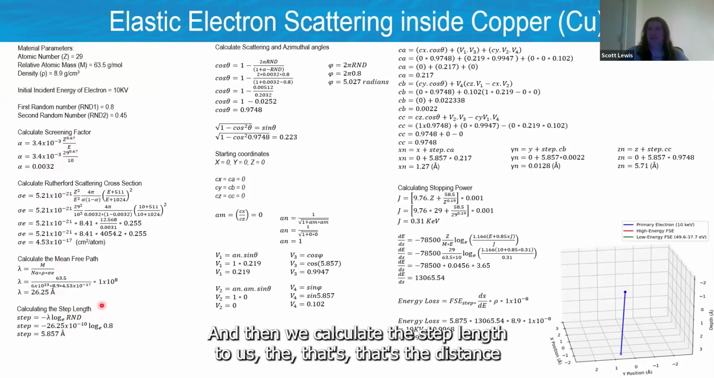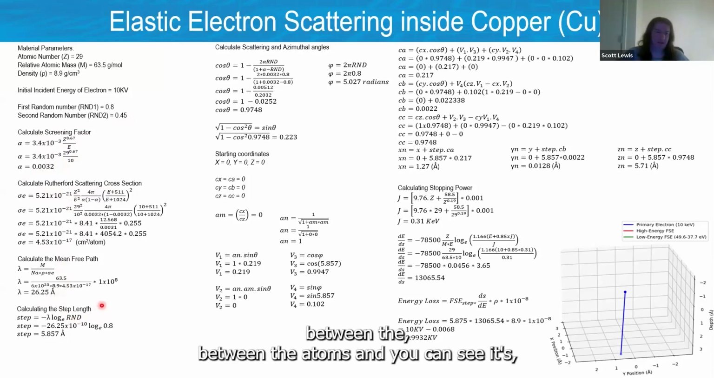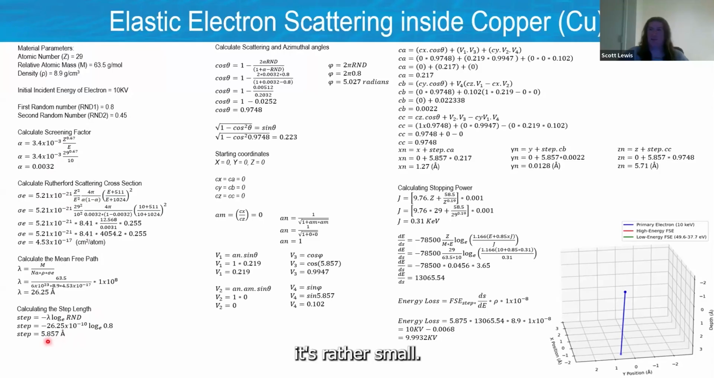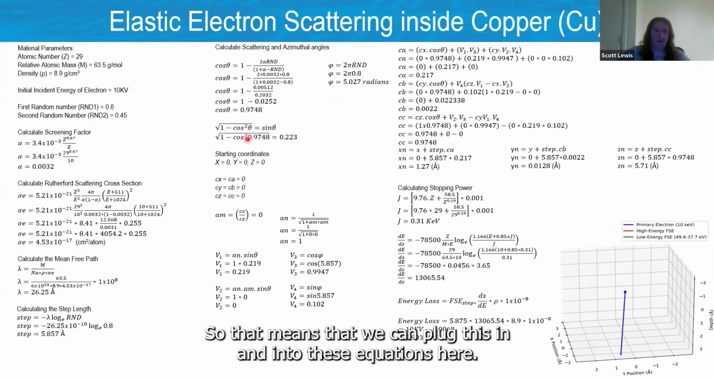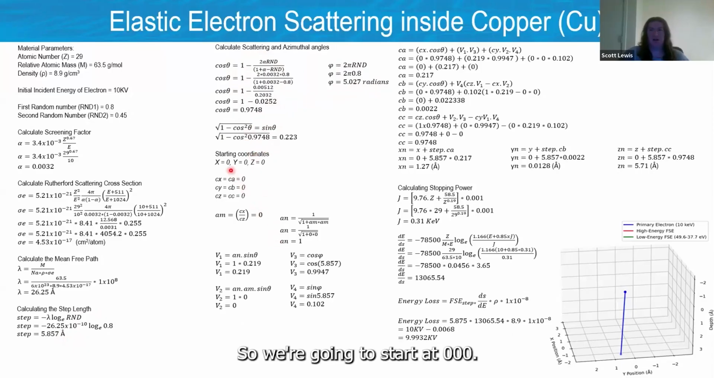So that's the distance between the atoms, and you can see it's rather small. We'll work out the scattering angle and the azimuthal angle. So this is governed in radians. Okay, so that's important. So these are the numbers, which means that we can plug this into these equations here. So we're going to start at 0, 0, 0.